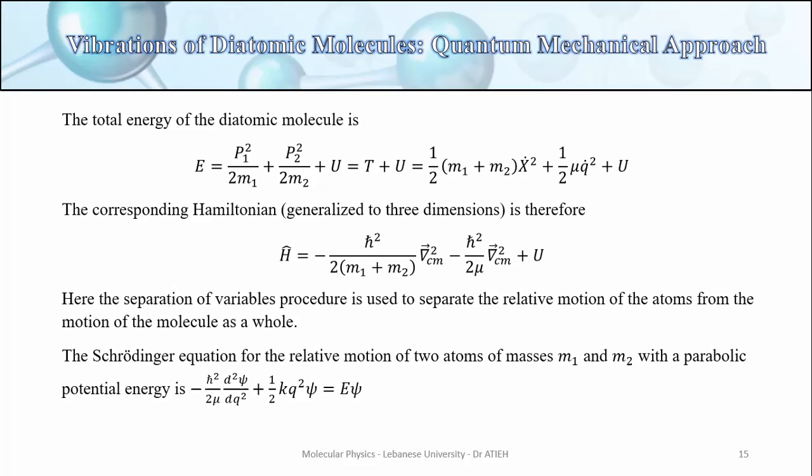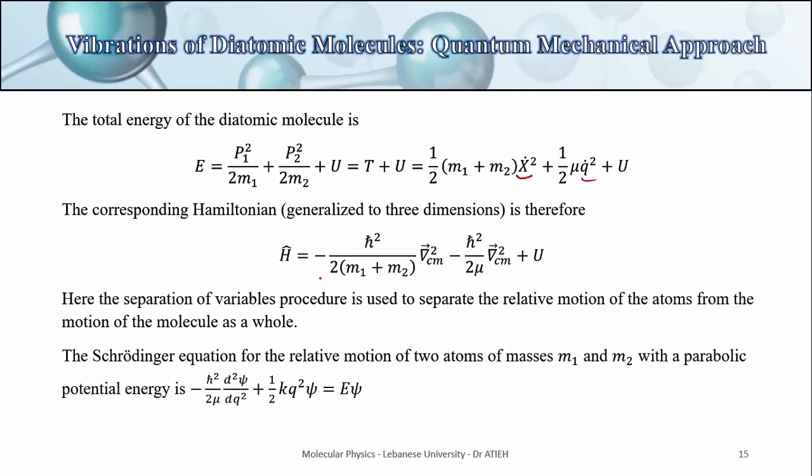Good morning, everyone. This is the second session of Chapter 3, Vibrational Spectra of Diatomic Molecules. Last time, I was trying to study the vibration of the diatomic molecule quantum mechanically. So I started with writing the energy of the diatomic molecule, as usual, in terms of the atoms 1 and 2. And then what we have done is that we have changed the coordinates into new coordinates X and Q.